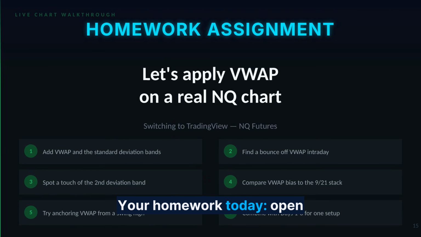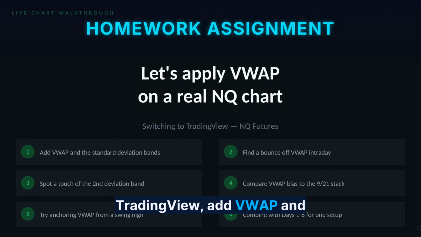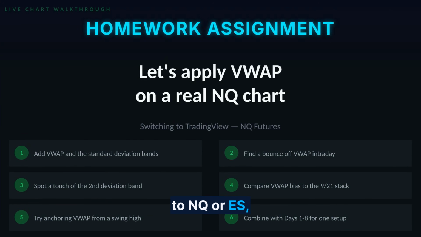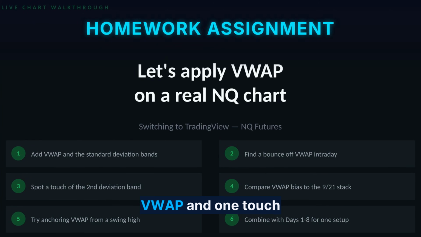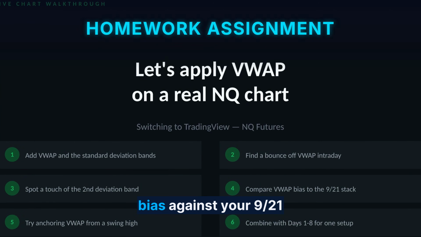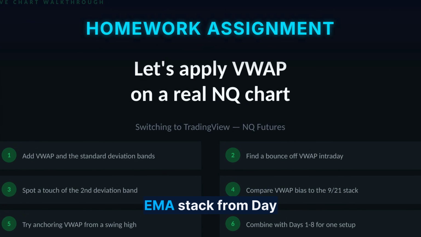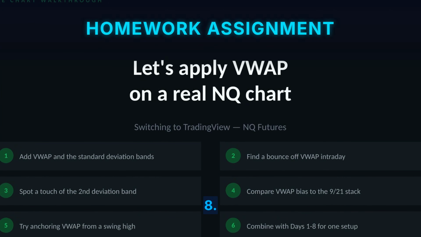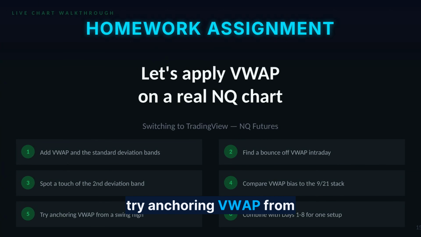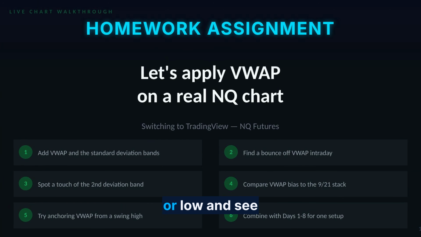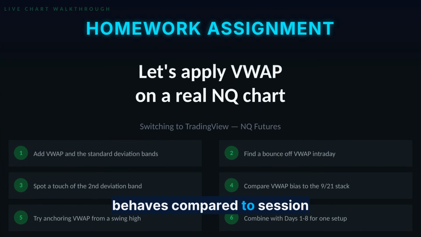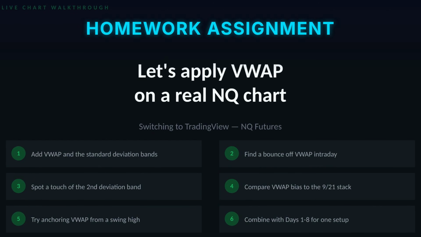Your homework today, open TradingView, add VWAP and the standard deviation bands to NQ or ES. Find one bounce off VWAP and one touch of the second deviation band, then compare that bias against your 9/21 EMA stack from day 8. If you're feeling ambitious, try anchoring VWAP from a recent swing high or low and see how differently the line behaves compared to session VWAP.